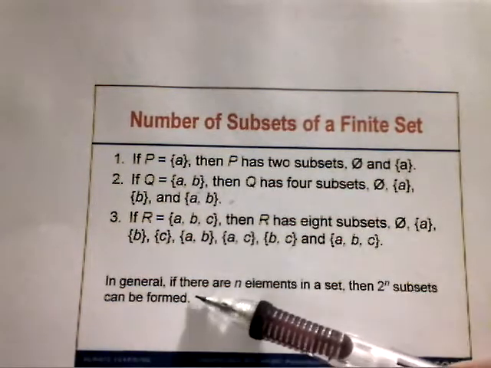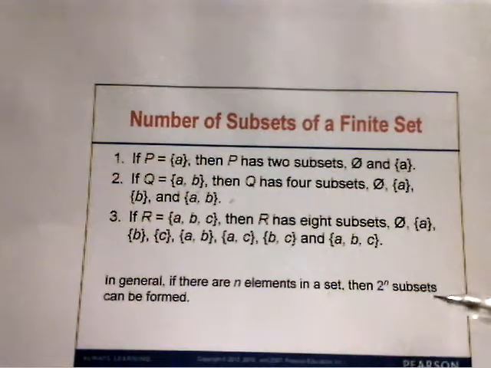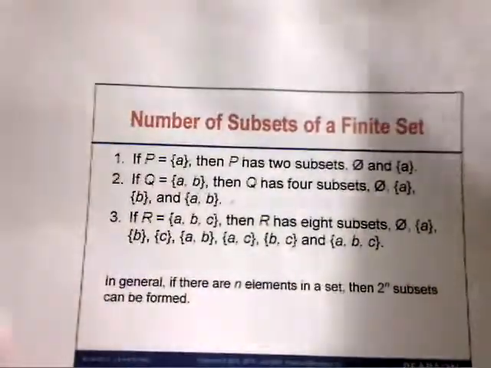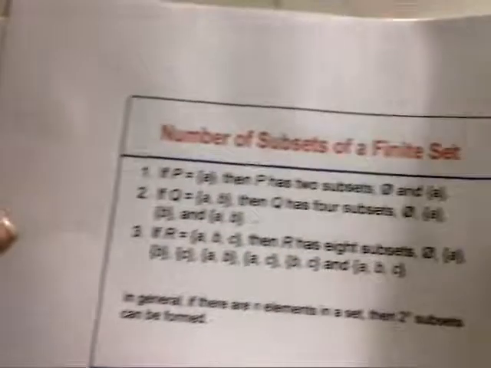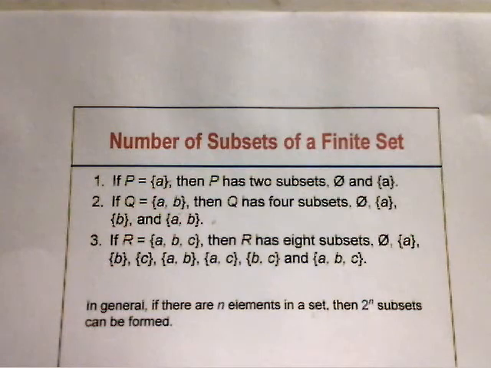So in general, if there are n elements in a set, then 2 to the n subsets can be formed. That's the pattern that you see here, 2 to the power of n. So with 4 elements, there will be 16 subsets. 5 elements means that there will be 32 subsets formed. Okay, and that's going to conclude this particular video on sets and how to describe sets.